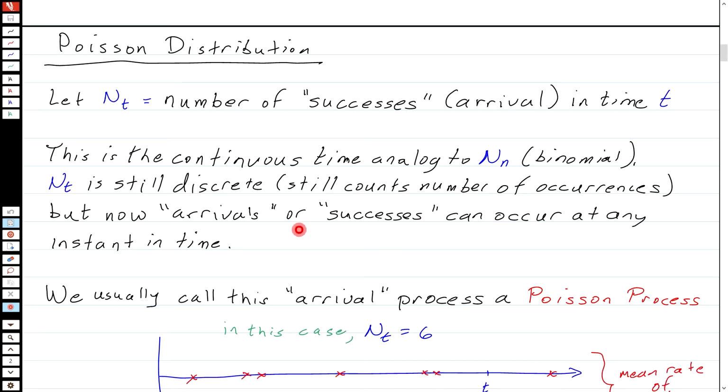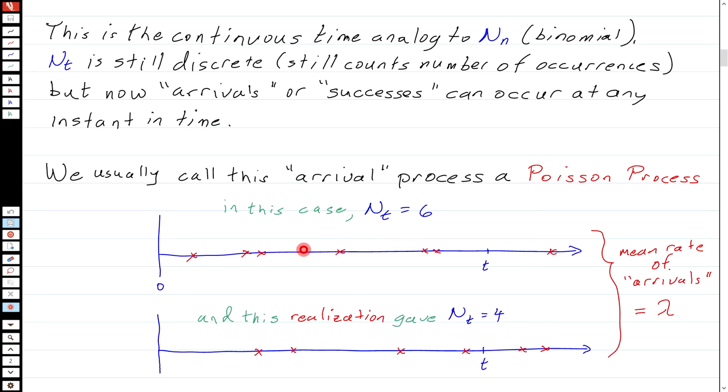And as I mentioned, arrivals or successes can now occur at any instant in time. So I usually draw the Poisson process along a time interval, showing a picture of something like this. I draw the time axis, and then when arrivals occur, I draw a little x. And so a typical Poisson process looks something like this. You get little x's whenever people arrive at the bank, or arrive at your website, or arrive at an intersection. And these arrivals occur at a mean rate, which we call lambda.